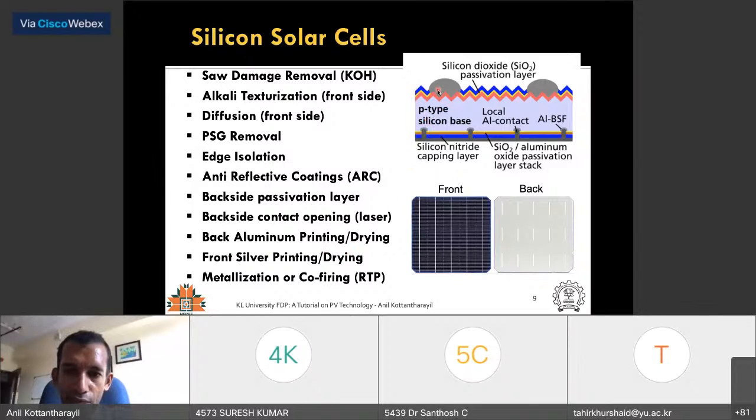Print the front side, again using a silver paste. Then, to make good contact, you need to actually do a high temperature process. This is typically around 750 to 800 degrees centigrade. You treat this whole thing, and then you get your solar cell.